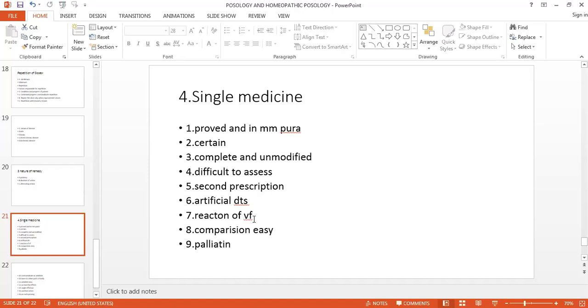And so in the secondary curative action, due to the reaction of the vital force, if you are giving more than one medicine at a time, then वो vital force भी confuse हो जाएगा कि किसको react करूँ. And that vital force cannot react to 4 medicines at a time differently. So in that case, the cure will not be possible. So again, think of that vital force and its reaction.